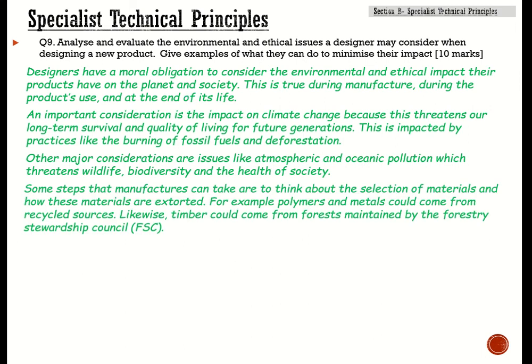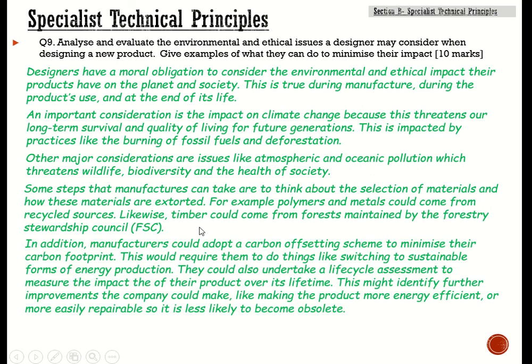So some steps that manufacturers can take are to think about the selection of materials and how these materials are extracted. I should say extracted there, there's a little typo, sorry. For example, polymers and metals could come from recycled sources. Likewise, timber could come from forests maintained by the Forestry Stewardship Council. In addition, manufacturers could adopt a carbon offsetting scheme to minimise their carbon footprint.